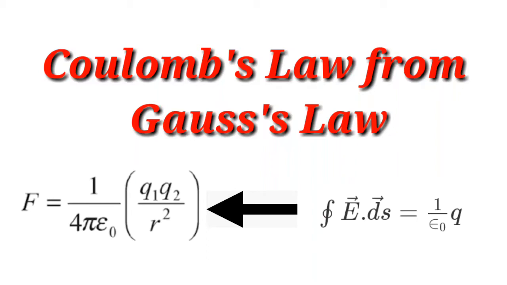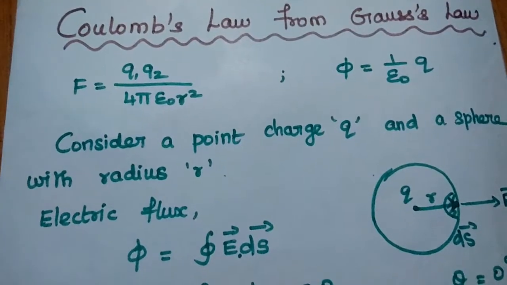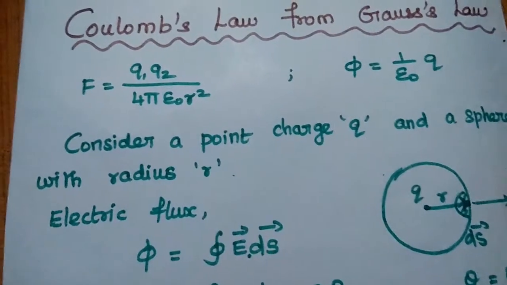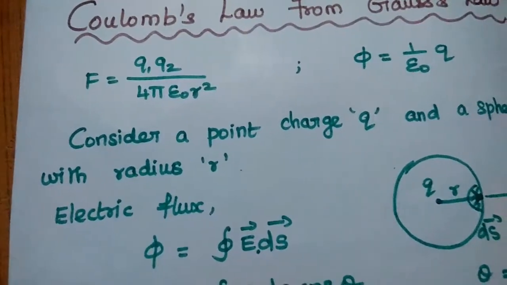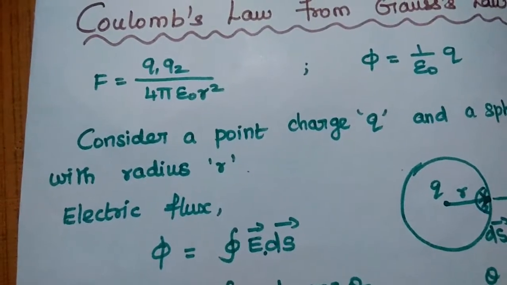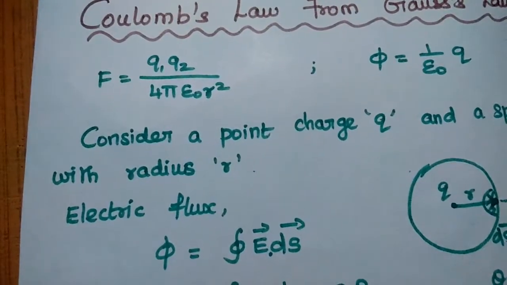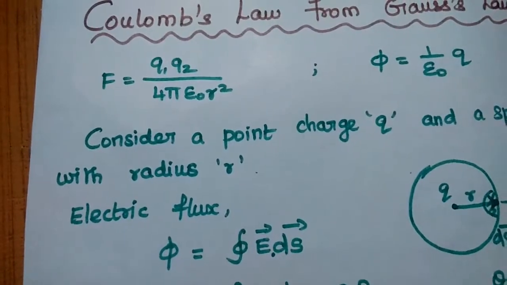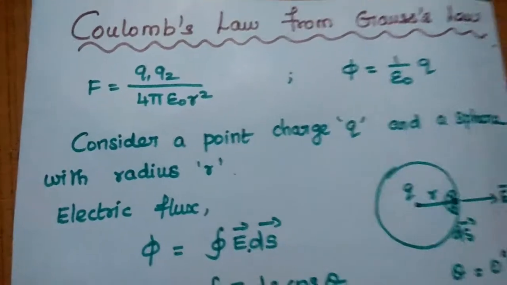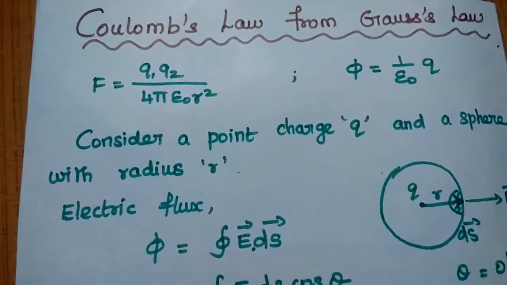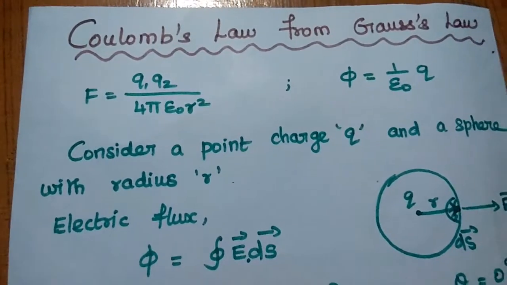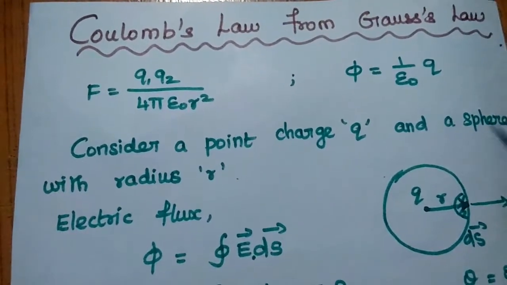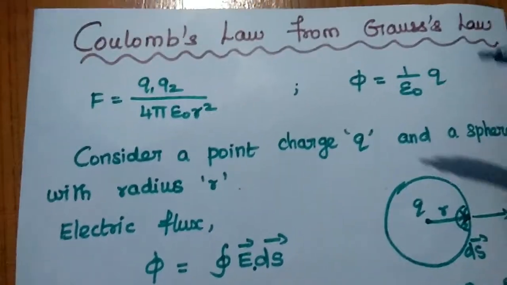Dear students, now we are going to derive Coulomb's law from Gauss law. There is a fundamental relationship between these two laws. Gauss law can be used to derive Coulomb's law and vice versa. Coulomb's law is equivalent to Gauss law. That means they are almost the same. So we can say Gauss law is the special case of Coulomb's law. So in this video we are going to derive Coulomb's law from the Gauss law.